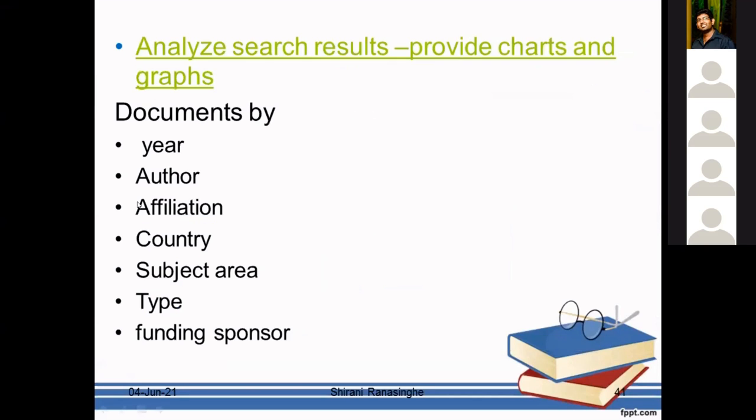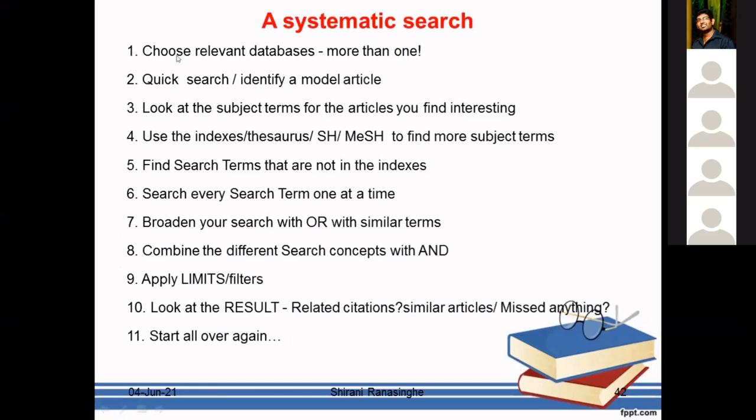You can get all the details about the graphs you can analyze. We don't need to get data, and we need no analysis. It will analyze all the documents and classify them according to year, author, affiliation, country, subject area, and type.